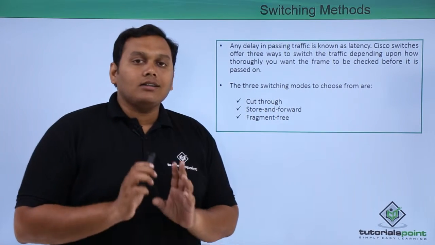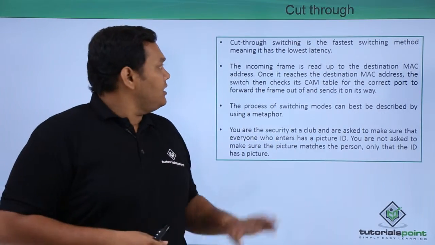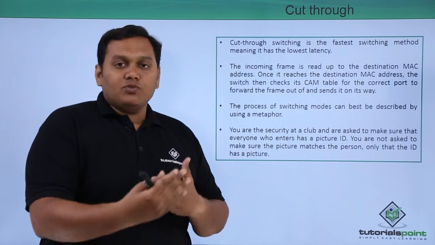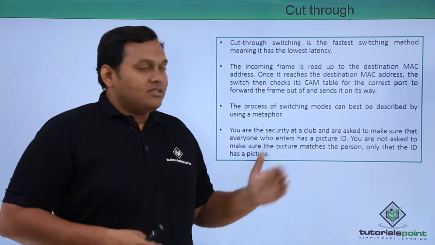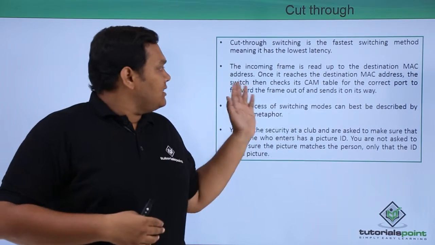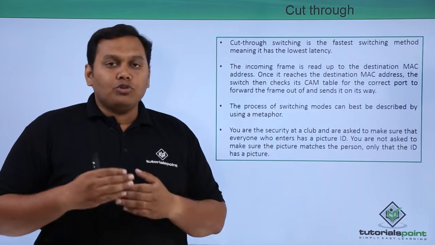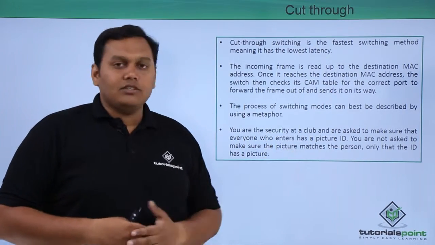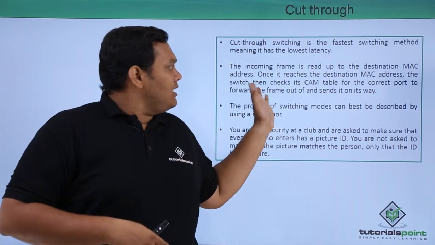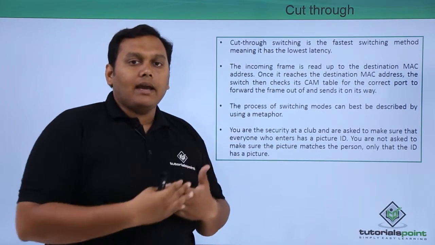So, what is the cut through switching method? Cut through is the fastest switching method, meaning it has low latency. The latency to pass the traffic is very low. The incoming frame is read up to the destination MAC address, and then the switch checks the CAM table for the correct port to send the frame out on its way. That means it checks the MAC address, then checks the CAM table for which port it has to be passed through, and passes the packet through that interface.